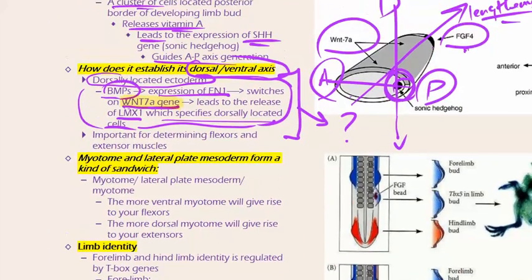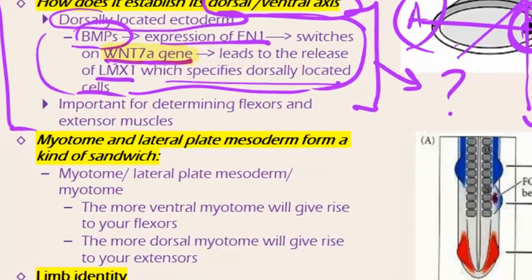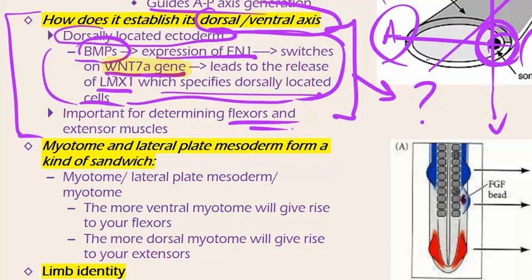Okay, now, this dorsal ventral axis formation is important. Why? Because it's going to be determining our flexors and our extensors. So where are our flexors normally? Ventral. Flexors are going to be ventral. And how about the extensors? Dorsal.